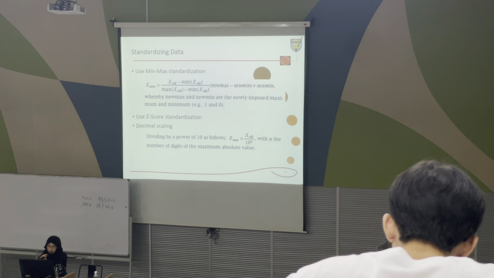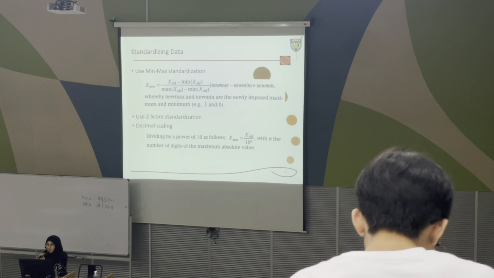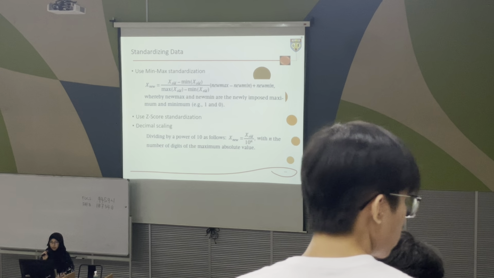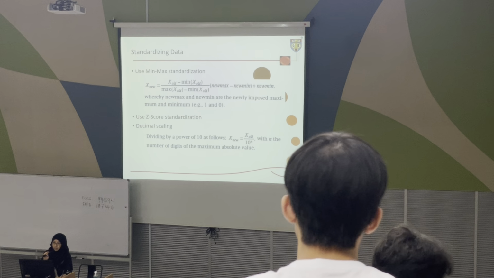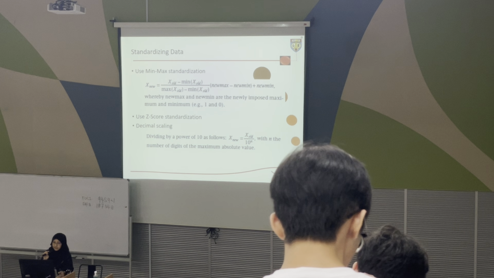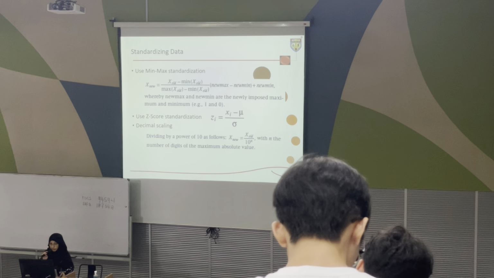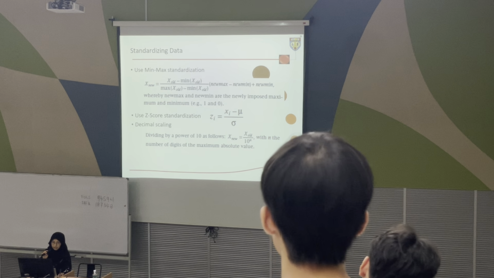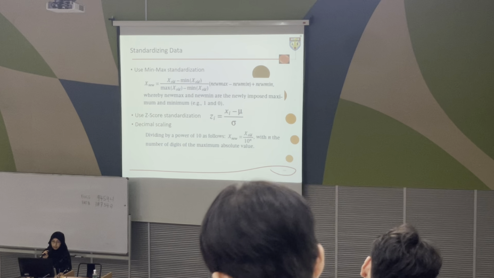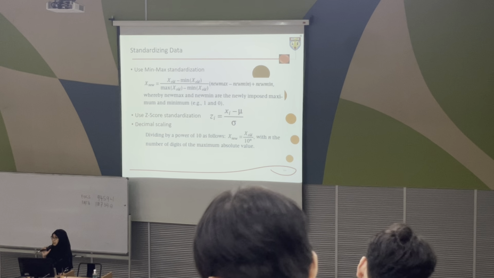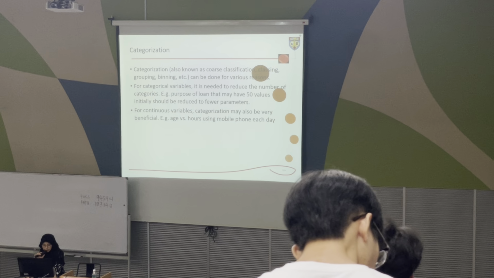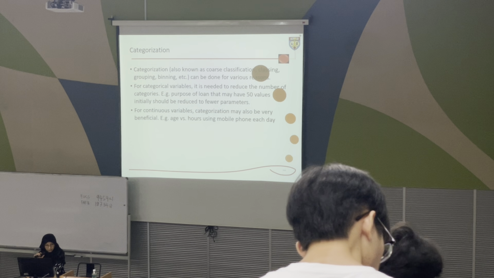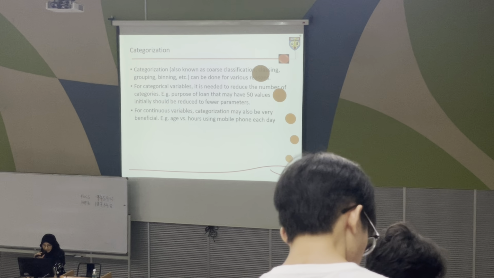Okay, so there are 3 techniques for you to standardize your data set so that it falls within the same range. The first one is min-max normalization. This is the formula for the min-max. Or you can use Z-score standardization. This is the formula for Z-score: data point, mean value, and also standard deviation. Or you can even use decimal scaling. This one we will cover later, and also the categorization part.